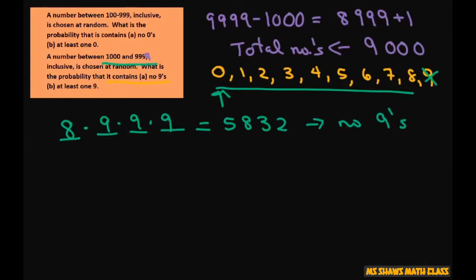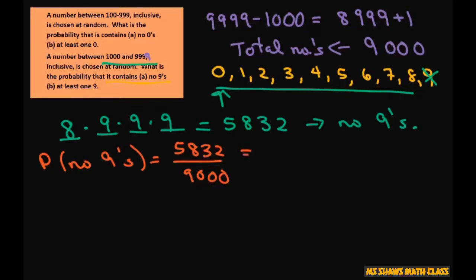All right. Now, we want the probability of no 9s. Then you just do your part to whole. So that's going to be 5,832 divided by 9,000. That equals 81 divided by 125 when you reduce it.